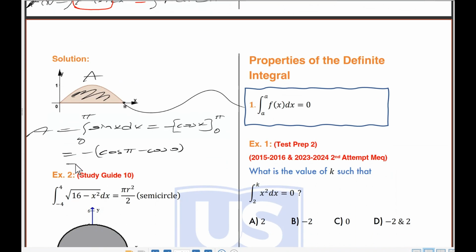Cosine pi is negative 1, cosine 0 is 1. We have negative, negative 1 minus 1, negative 2, and the negative in front makes it positive 2. The answer is 2. Okay.